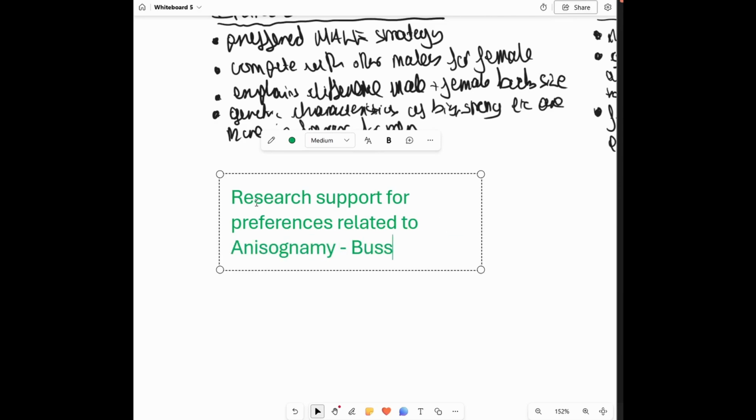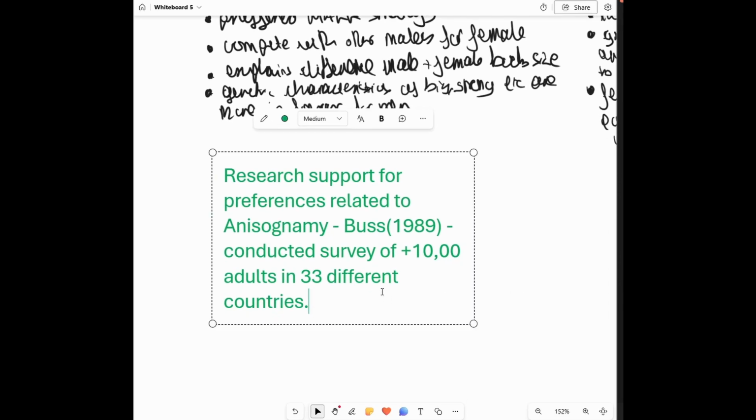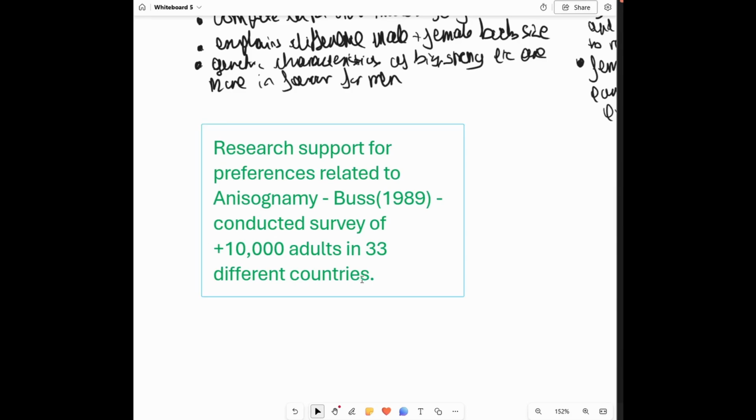Somebody called Buss. Well, it's easy to remember. He conducted a survey of over 10,000 adults in 33 different countries. So compared to other studies, it's a lot more. It can be applied to different cultures because there are so many different countries, whereas something like a Milgram study was only done in America.